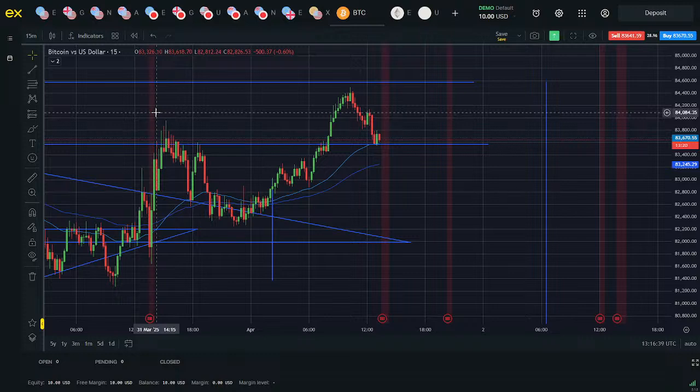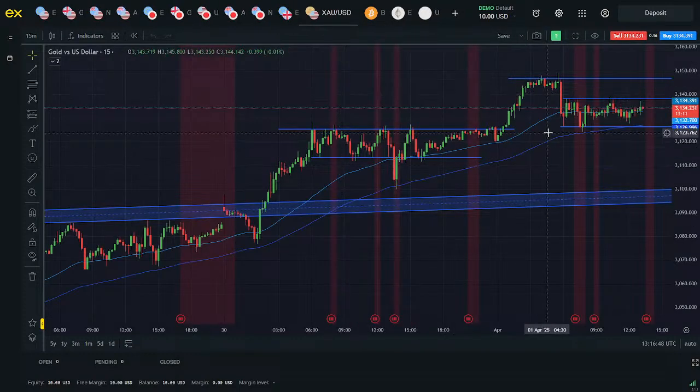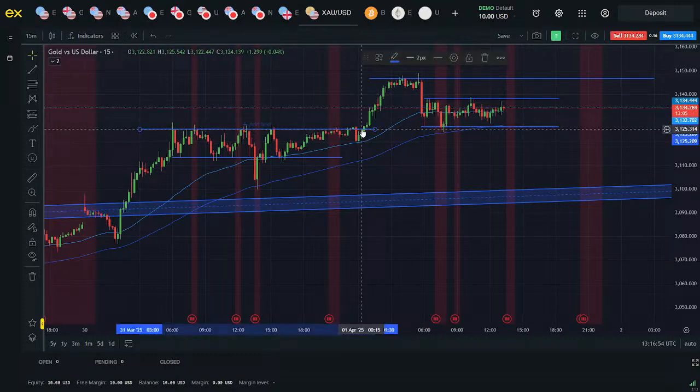So we are still waiting for something to happen. And let's jump to gold. Gold is also sideways at this very moment, and there's nothing much happening in gold.